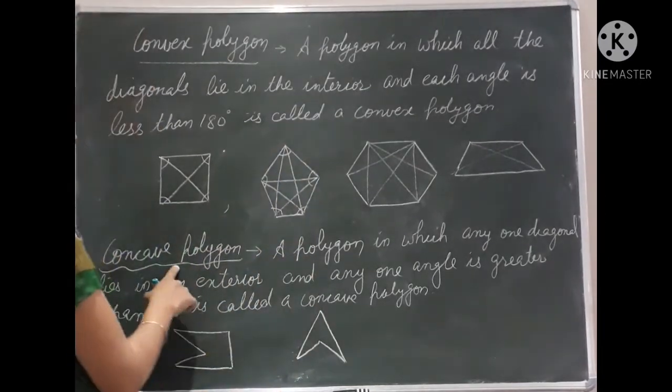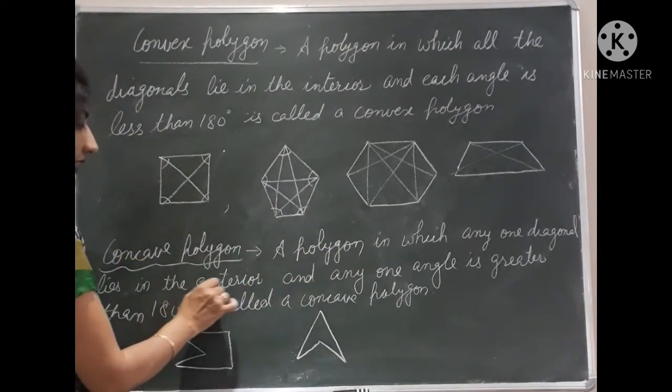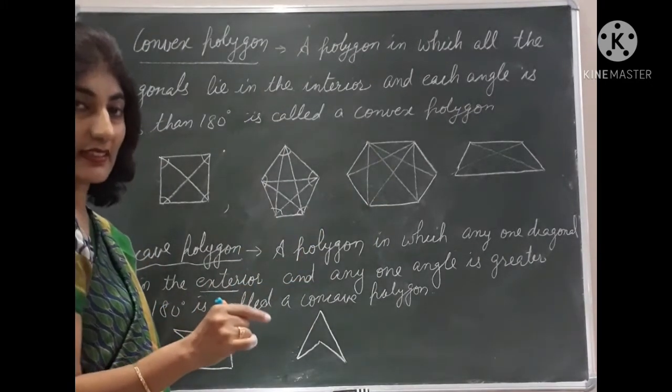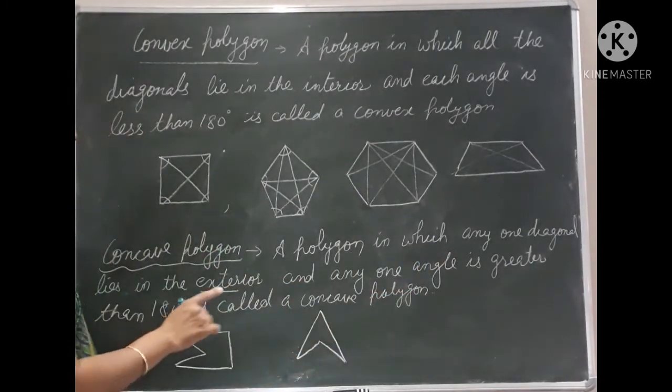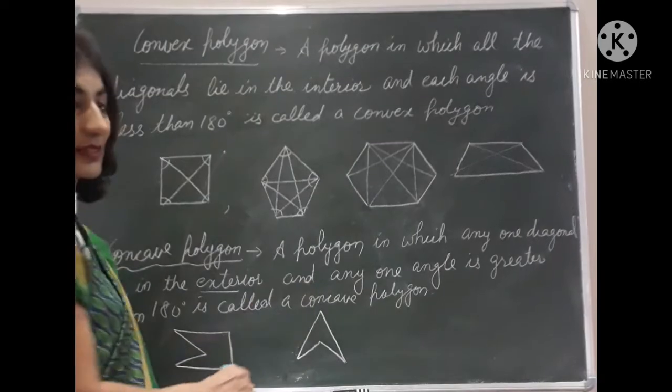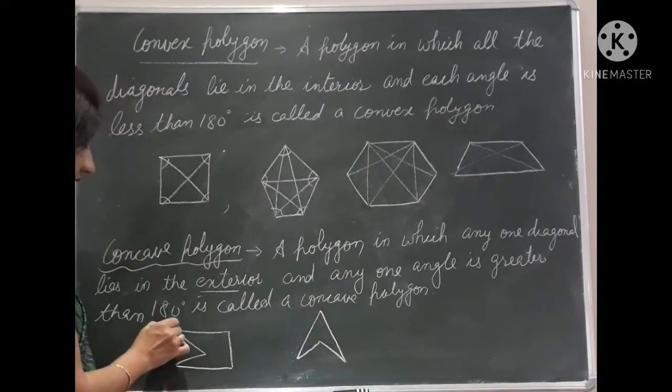Coming to concave polygon, a polygon in which any one diagonal lies in the exterior and any one angle is greater than 180 degrees is known as a concave polygon. See, I have drawn here two polygons. This is a concave polygon.